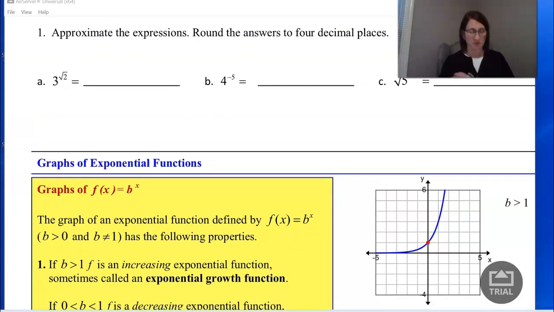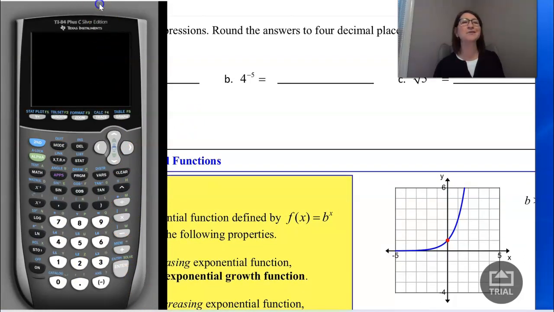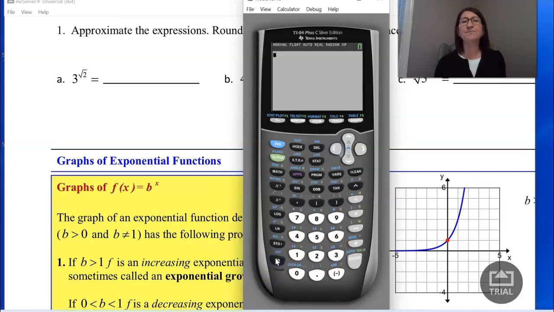First of all, before we explore them too far, let's look at how we do this with our calculator. I've got 3 raised to the square root of 2. How do we put that in our calculator? First let's turn it on. I'm going to put in the number 3, that's our base. Then I'm going to use this upside down caret that's right above that addition sign. That'll allow us to put our exponent in.